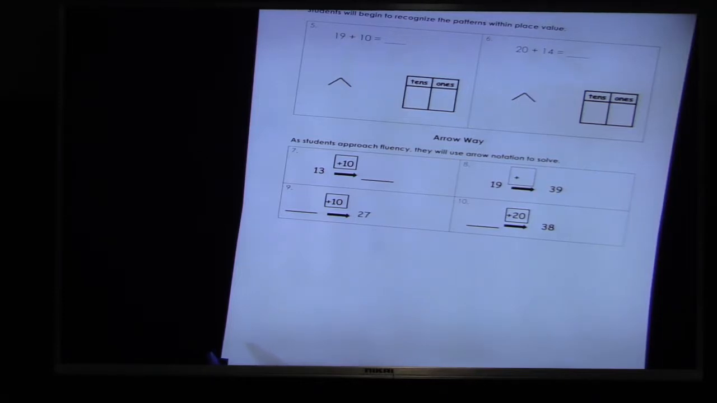Okay, 19 and 10. This is the beginning of the addition part. This is where we want them to start thinking about adding a unit of 10, not counting up 10 ones. So what do I mean by that?